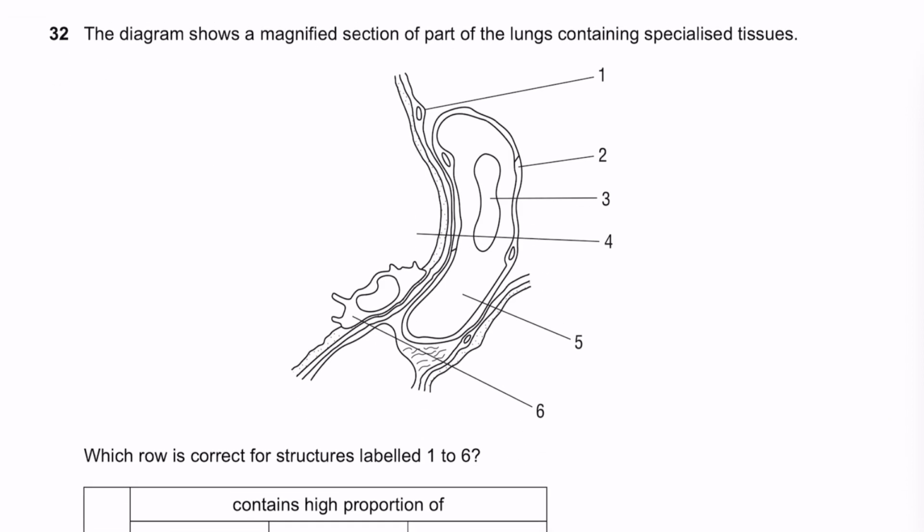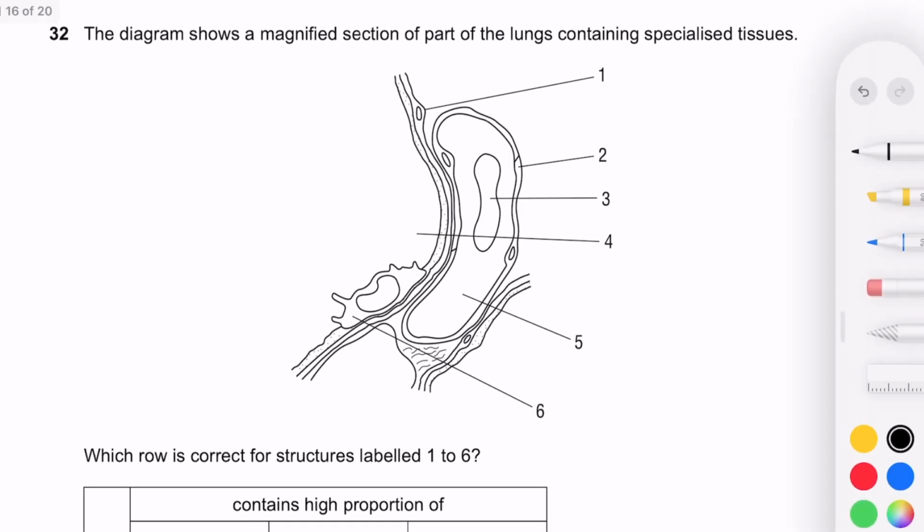Okay. Moving on. The diagram shows a magnified section of part of the lungs containing specialized tissues. So which row is correct for structures labeled 1 to 6? Okay, so 1 is, as you can see, the macrophage, and it's hanging out here in the alveolus. And then we have 5 being the blood plasma, 3 being the red blood cells, you can see by its biconcave shape, and 2 being this endothelial cell of the blood capillary.